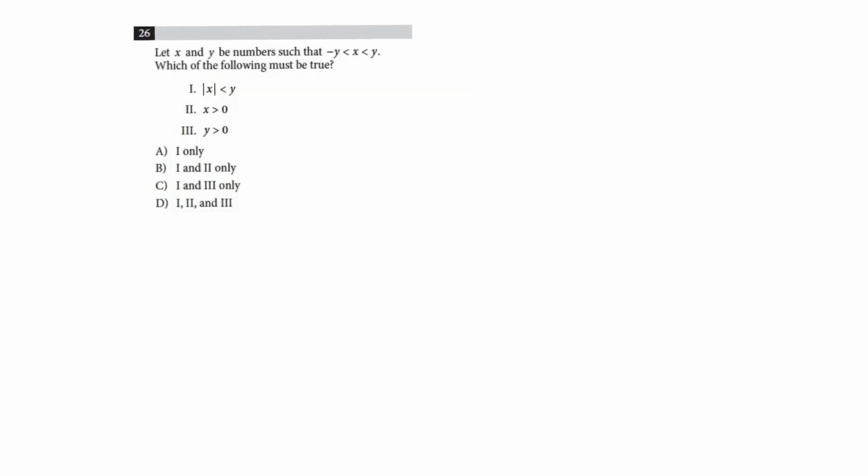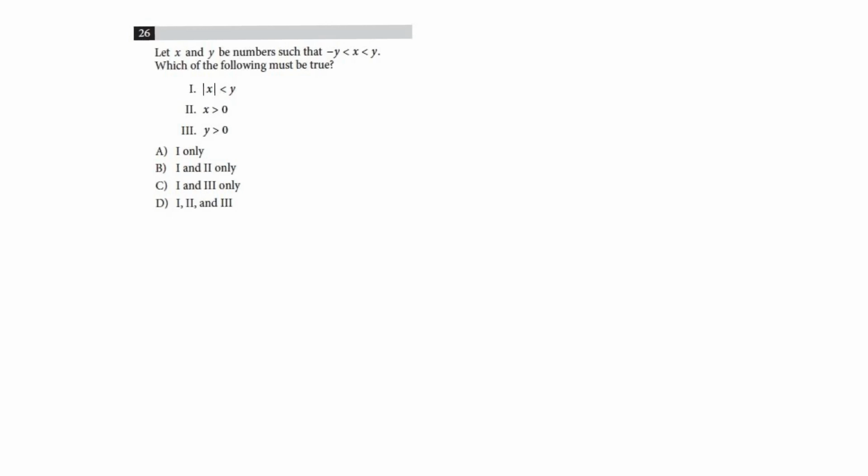26. Let x and y be numbers such that negative y is less than x and x is less than y. Which of the following must be true? The absolute value of x must be less than y. x must be greater than 1. y must be greater than 0.